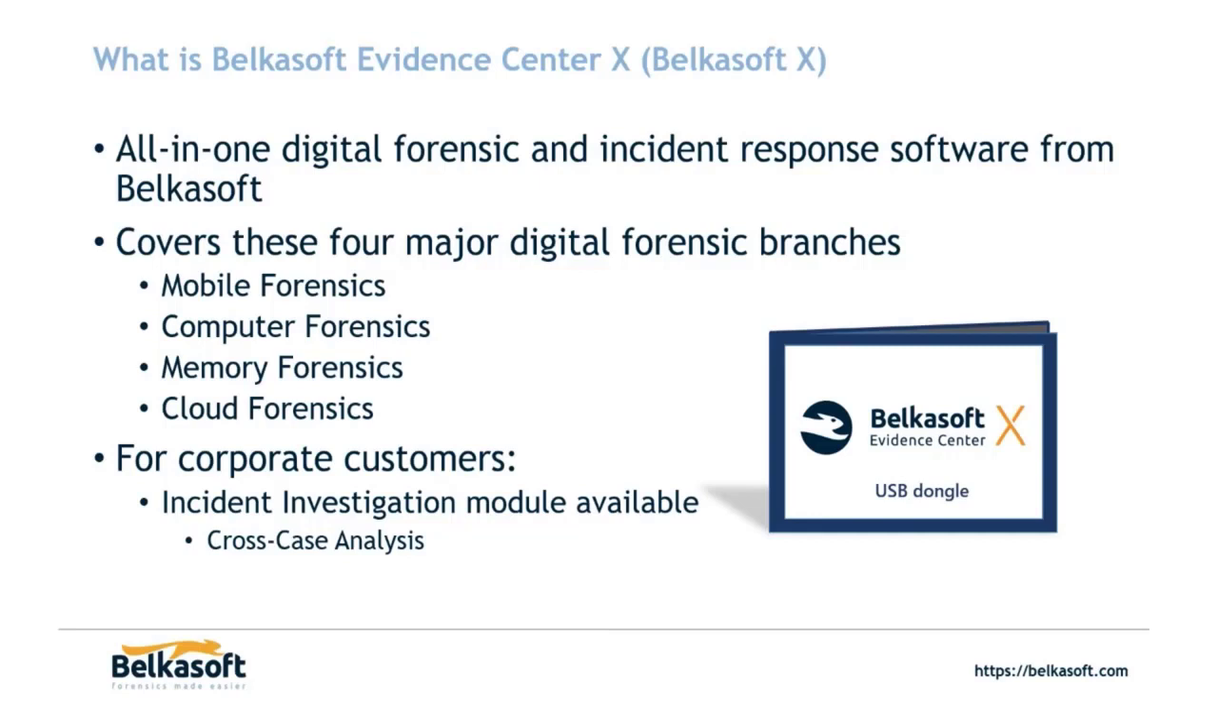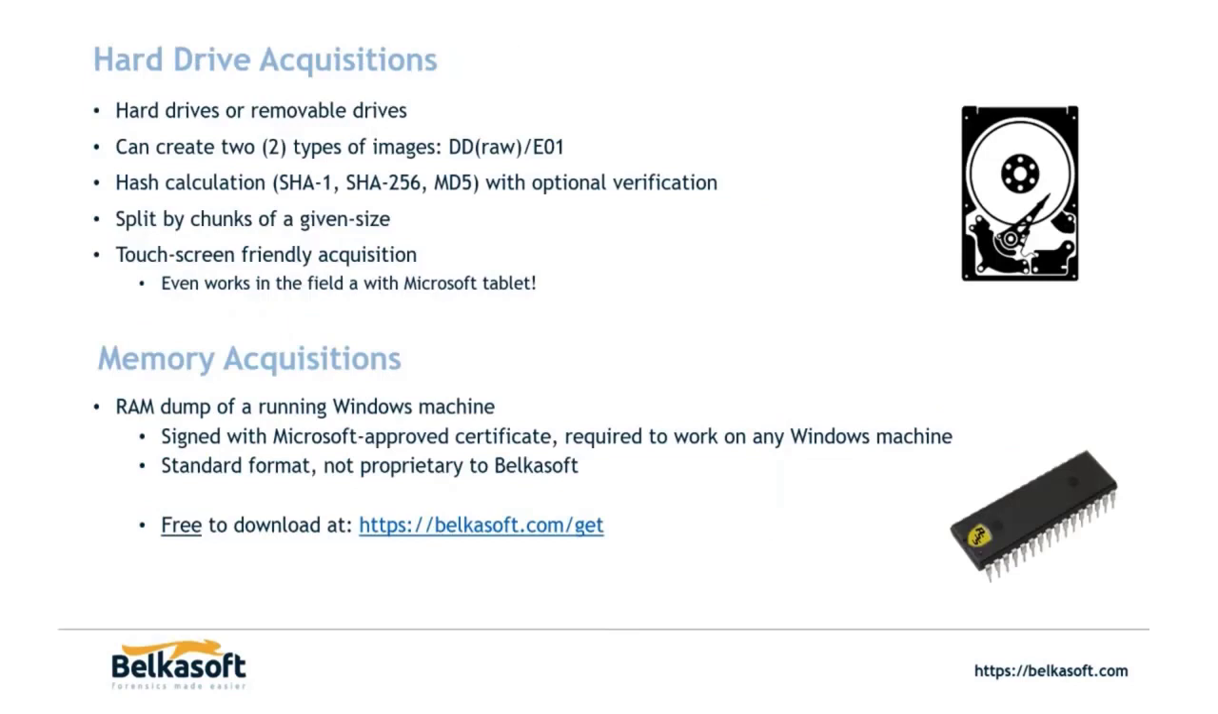So Belkasoft X has the ability to acquire hard drives in two different types of formats, a DD or raw image, or E01. Your hash calculations of SHA-1, 256, and MD5 with that optional verification for that forensic soundness. If you plan on transferring the image that you've created across multiple machines, we do have an option that allows you to split the image up into chunks of a given size. You get to pick whatever size you want to chunk it to.